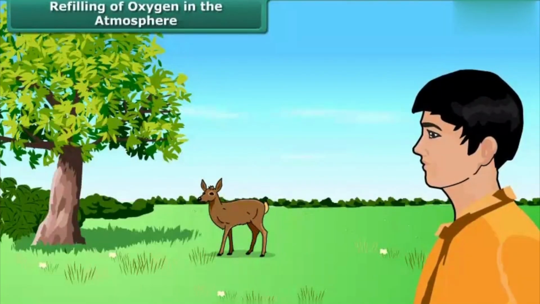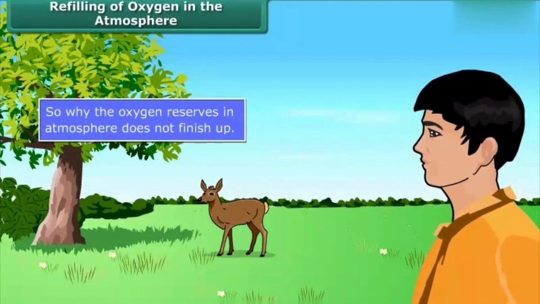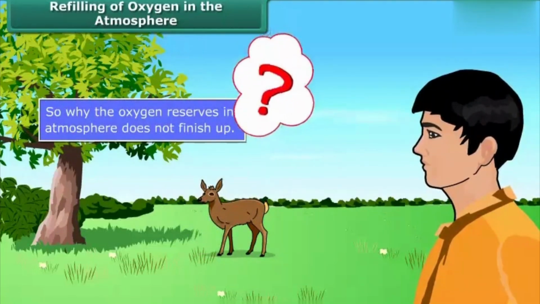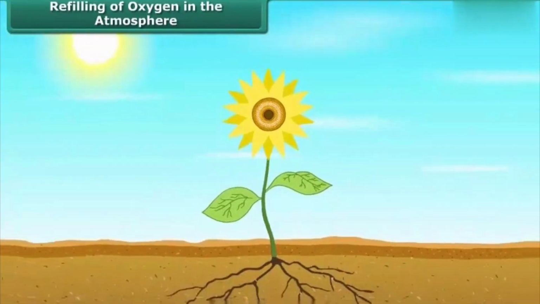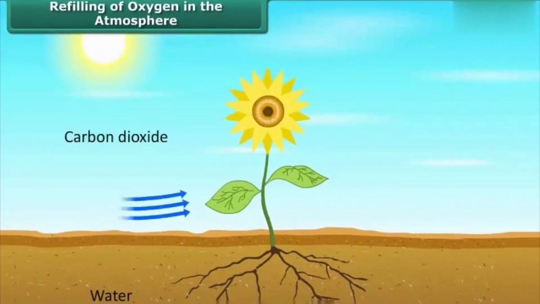Several billions of humans, animals, and other organisms are consuming huge amount of oxygen from atmosphere every day. So why do the oxygen reserves in atmosphere not finish up? Do you know how? The plants produce oxygen during photosynthesis. This oxygen is released in the atmosphere.